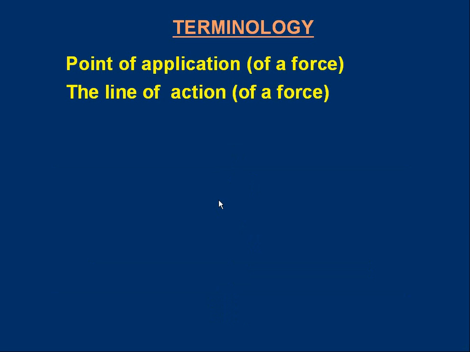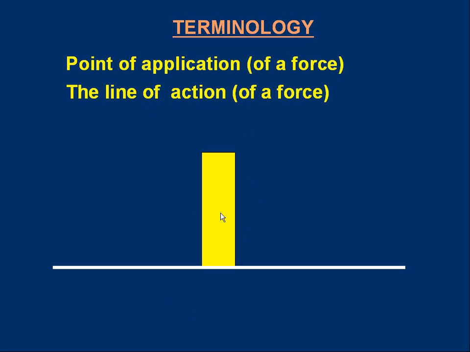What about these terms? Point of application of a force and the line of action of a force. Well, there's a block resting on the ground. Let's apply a force to it. 20 newtons to the left. The point of application is pretty obvious. It's a point on the object where the force is applied. So it's shown here by the tip of that arrow.